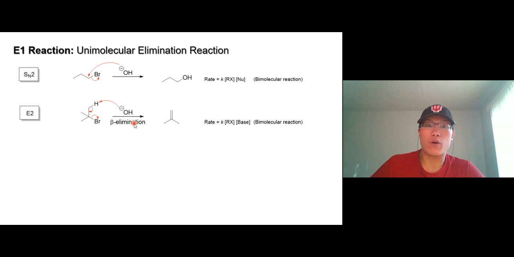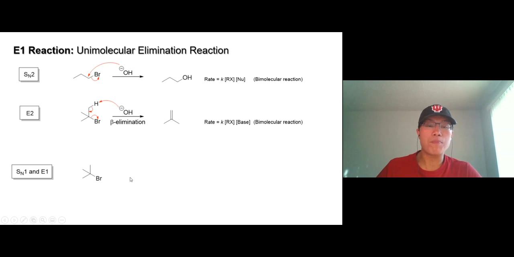That's a rate determining step, of course. And there are two species involved in the rate determining step. If you increase, decrease, or change the concentration, either of these two affects the rate. Okay, so that's SN2 and E2. Now let's move on to SN1 and E1 and compare and contrast right here.